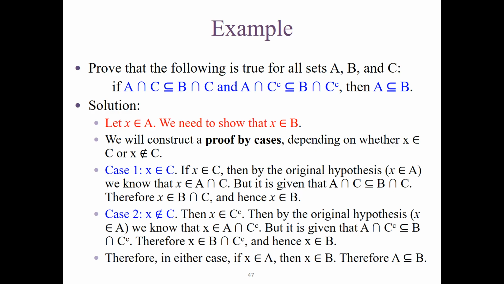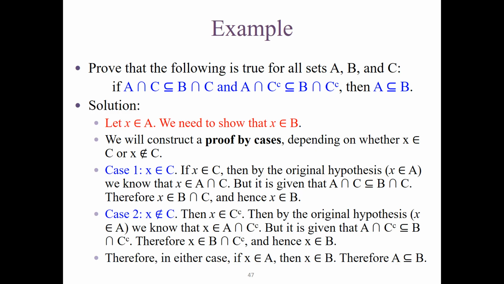Then X in A and X also in C's complement, then X will be in the intersection of A and C complement. And by definition, by the premises, A intersection C complement is a subset of B intersect C complement. So if X is in this set, X will also be in the set on the right-hand side. So X is also in B intersect C complement.